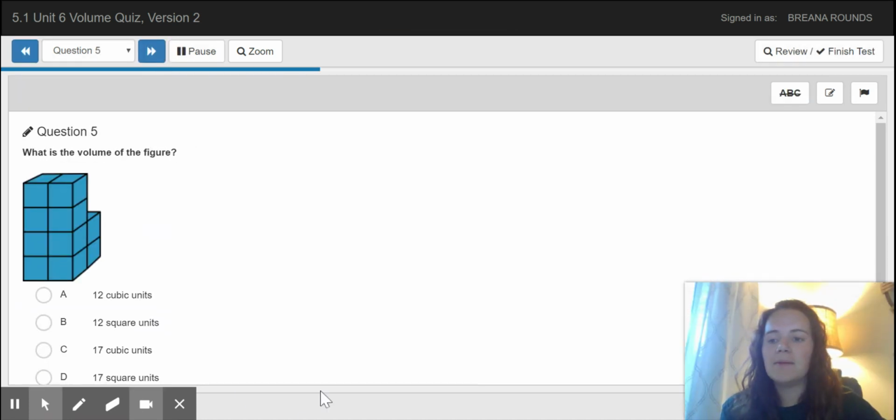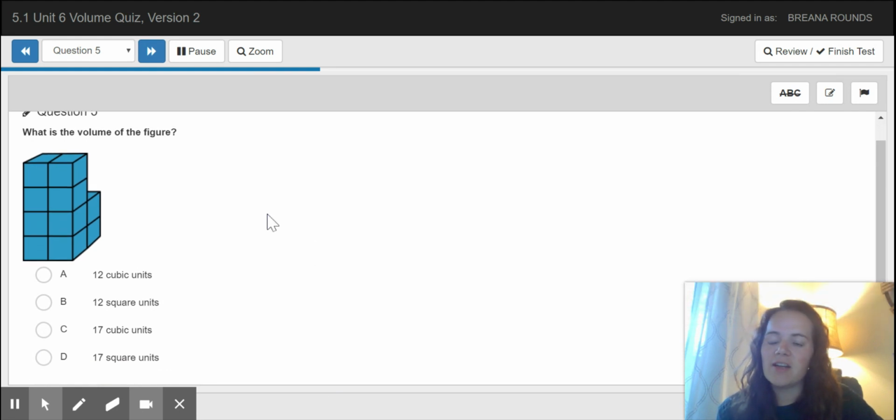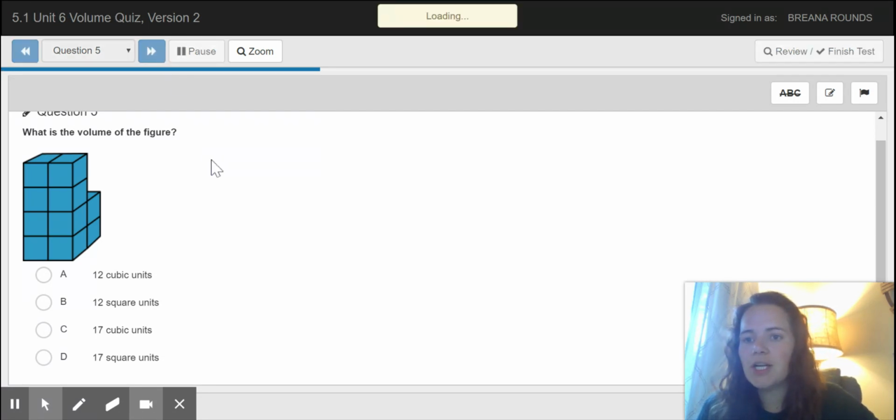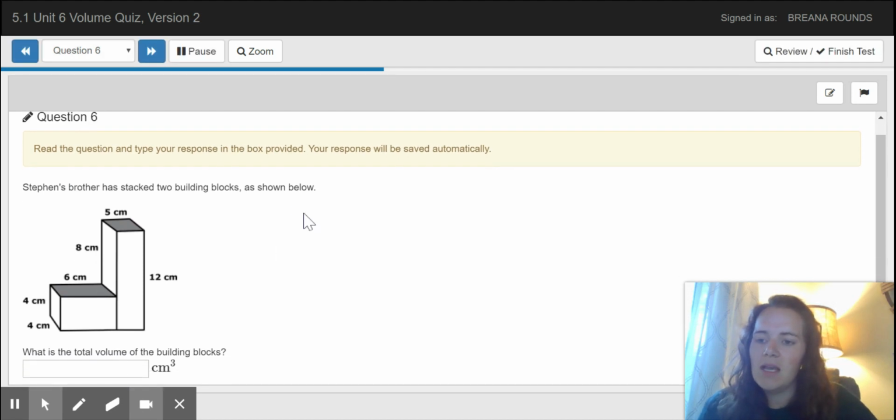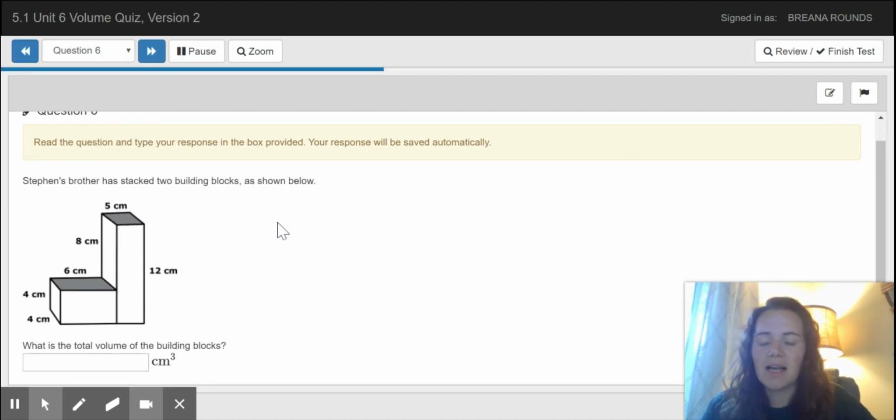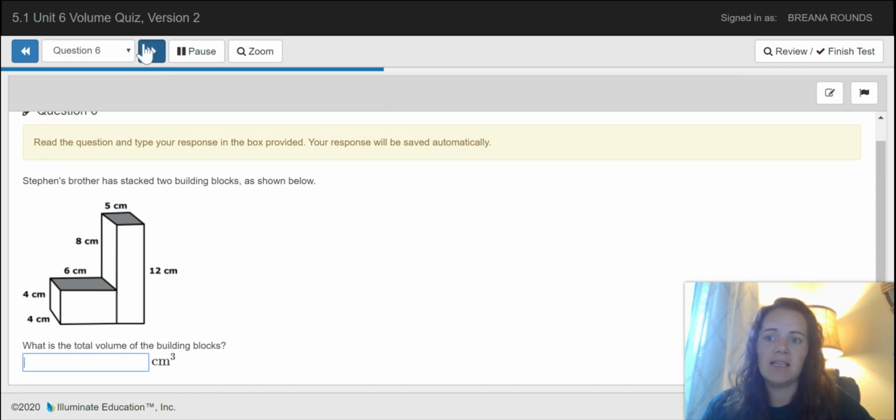Question 5. What is the volume of this figure? Here we're starting to look at composite volume, okay? Composite volume, or volume of those funky looking figures. Next. Here we go again. Stephen's brother has stacked 2 building blocks as shown below. What is the total volume of the building blocks? You'll notice that it has the units already there, so the only thing you need to type into the box is the number or the measurement that you come up with.